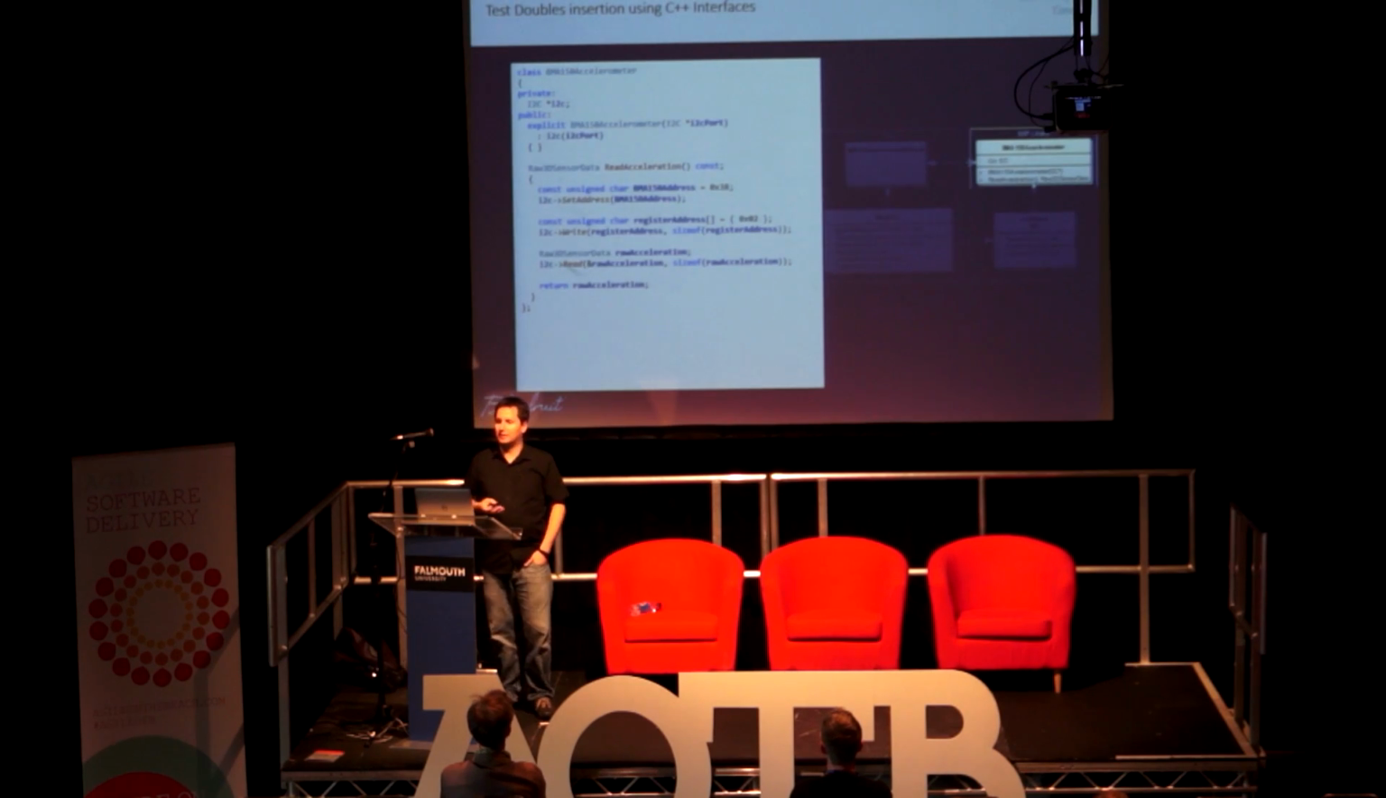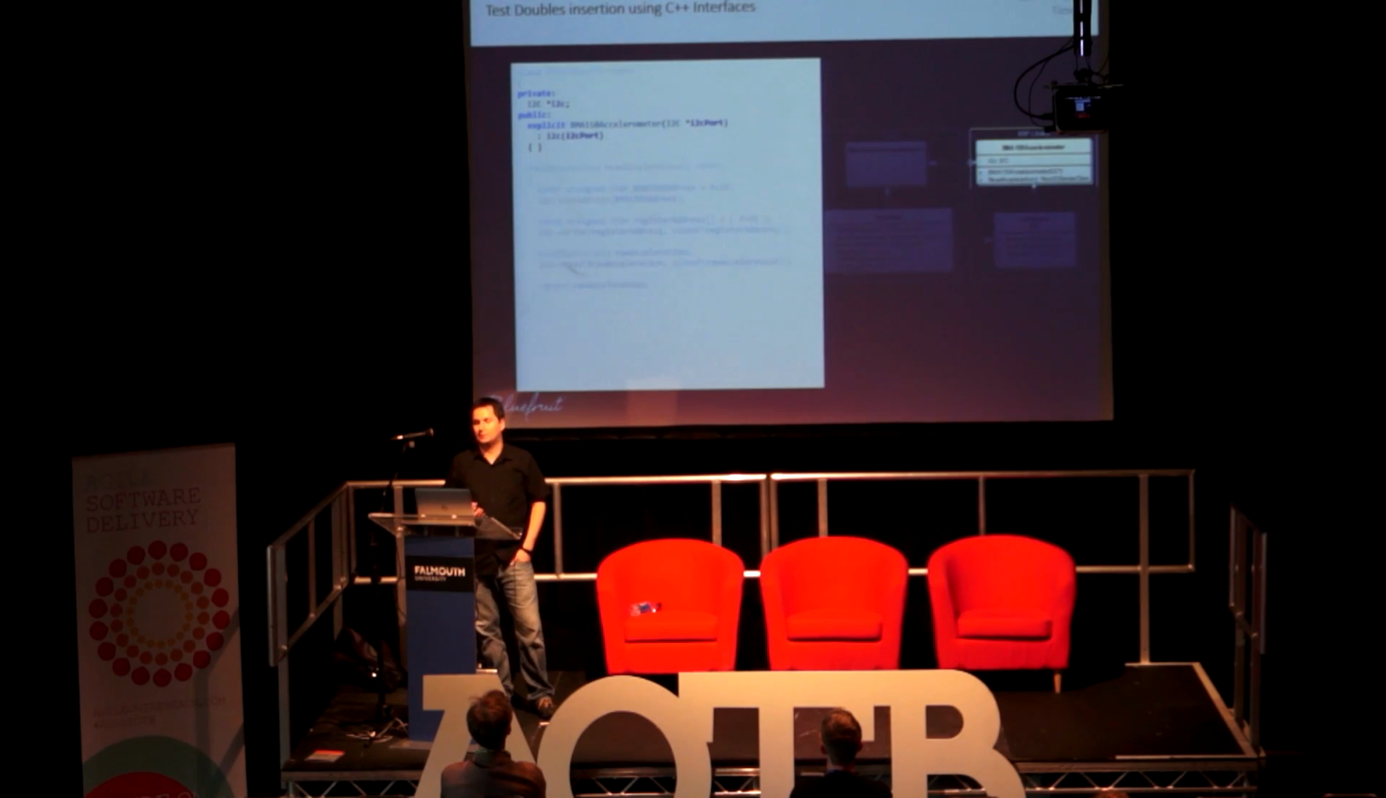So now I have the test, I can actually write some code. The BMA 150 accelerometer depends on the I2C interface, so I need to supply it with an object which implements that interface. Here I've used a very simple dependency injection technique in the constructor of the class. This is the code that is actually accepting that test double being inserted.